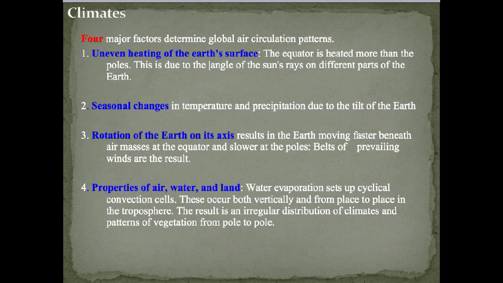So looking at air circulation patterns within climate, there are four major factors that determine this: uneven heating of the Earth's surface, seasonal change, the rotation of the Earth on its axis, and properties of air, water, and land.